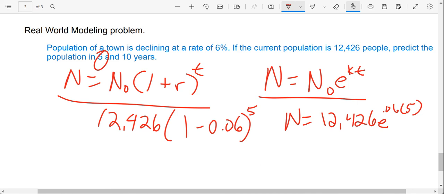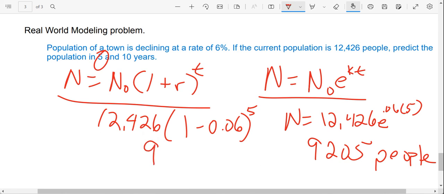I know I said earlier in the video that usually it's continuously with population, right? But just so you see the difference, we're doing both. Okay, it would normally be continuously though. So continuously, you will have about 9,205 people, and annually, you put this in, you're going to get about 9,119 people. Oh yeah, it's negative. It should be negative 0.06. My apologies. And that will do it.